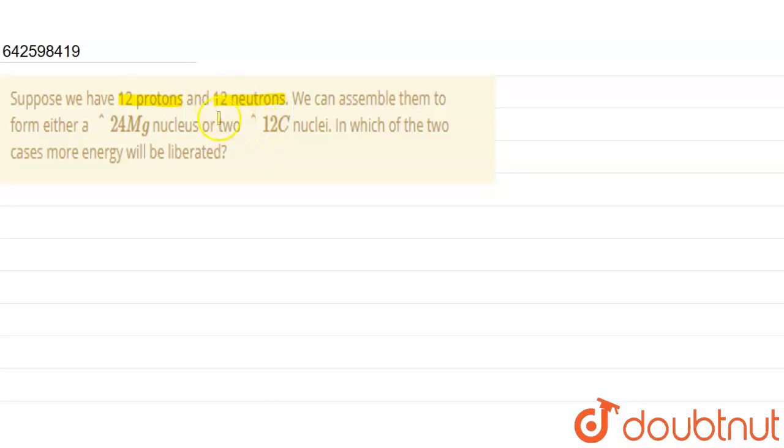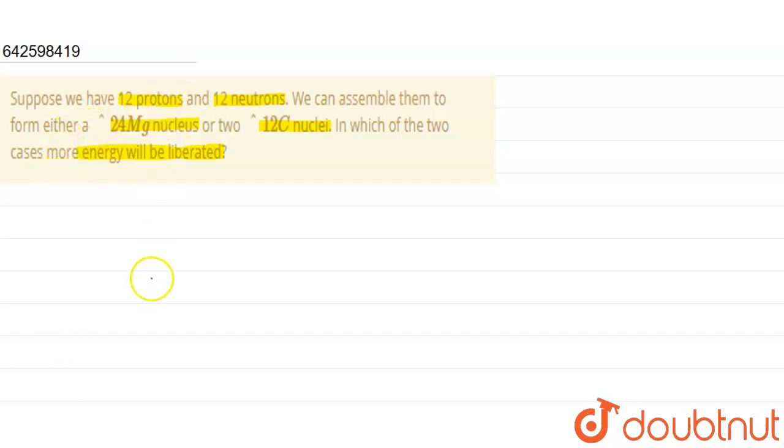The question is, suppose we have 12 protons and 12 neutrons. We can assemble them to form either a magnesium nucleus having mass number 24, or two carbon nuclei having atomic mass of 12. In which of the two cases will more energy be liberated? We have to say in which of the two cases more energy will be liberated.